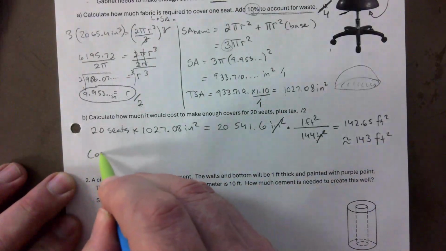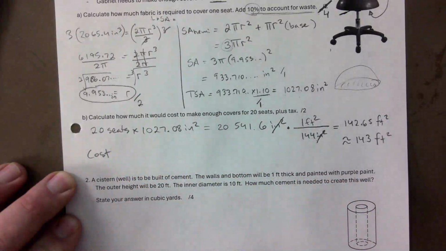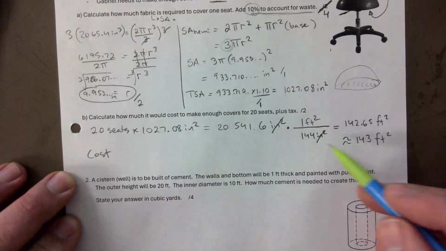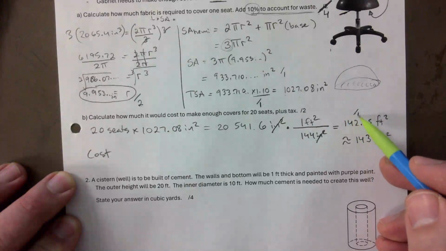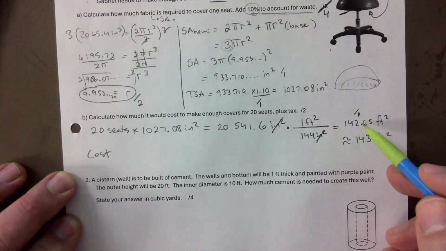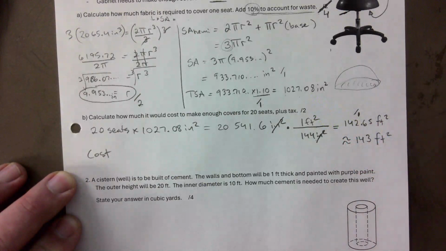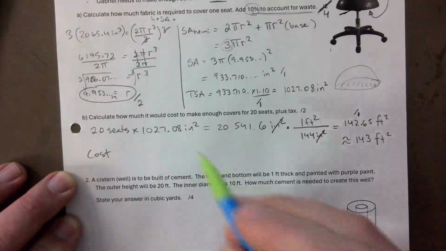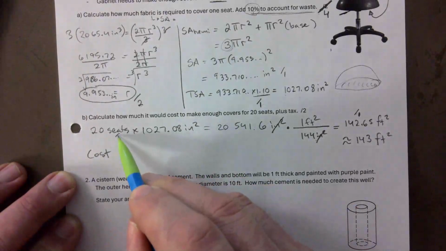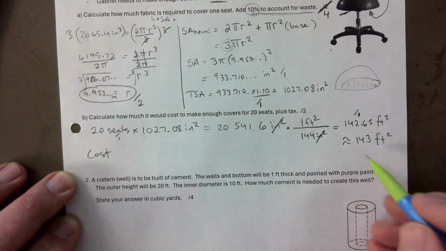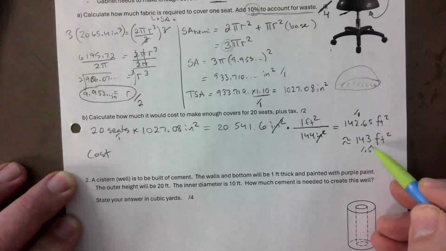So cost, oh, I should give you the marks for that. 1 for multiplying by 20, 1 for converting. And that would obviously make it complicated if you already converted. Just give yourselves a mark there. That's fine. 1 for times 20, 1 for converting. Half a mark for rounding to a whole square foot.